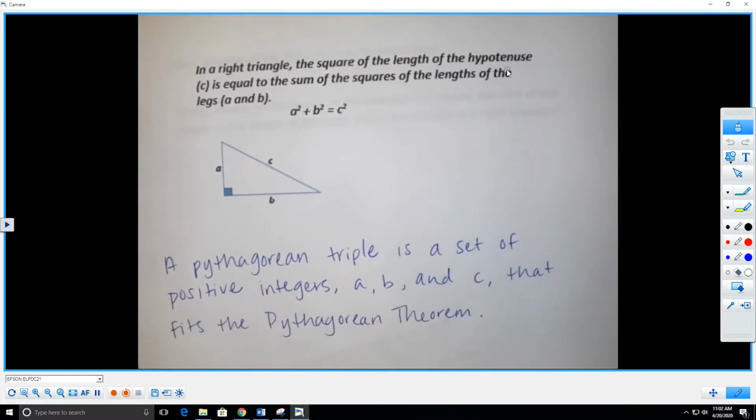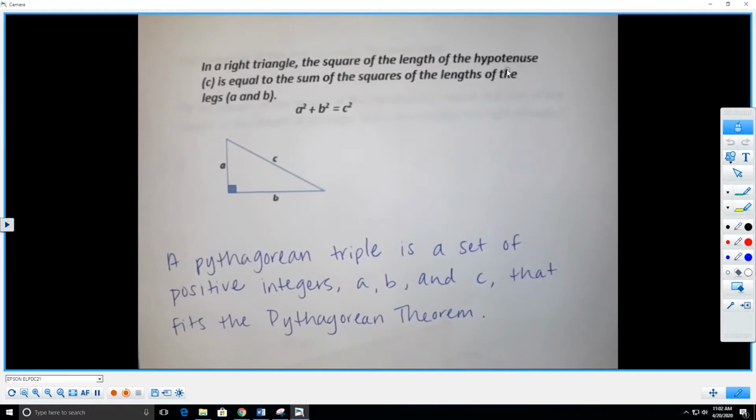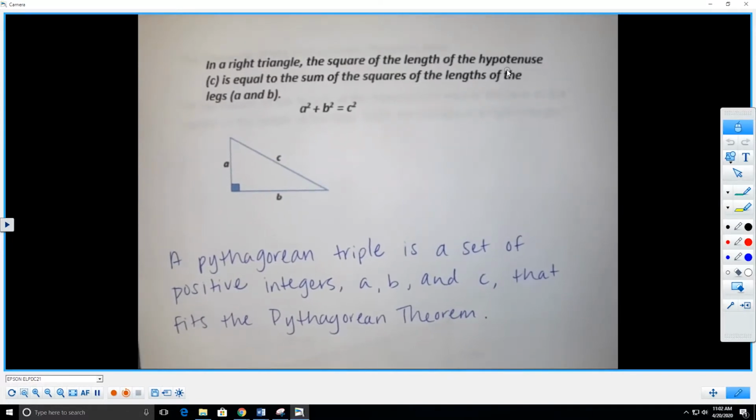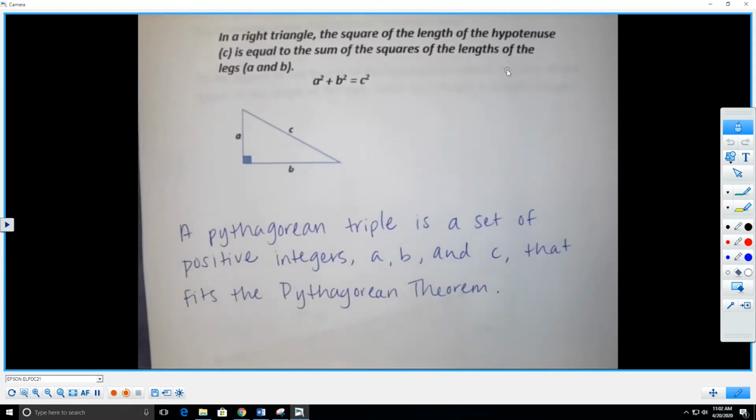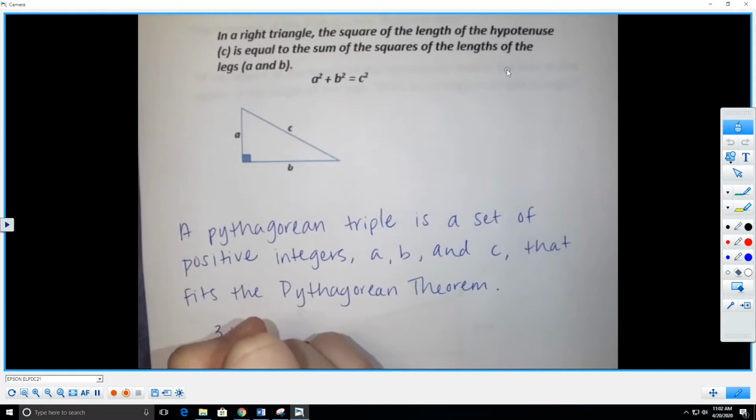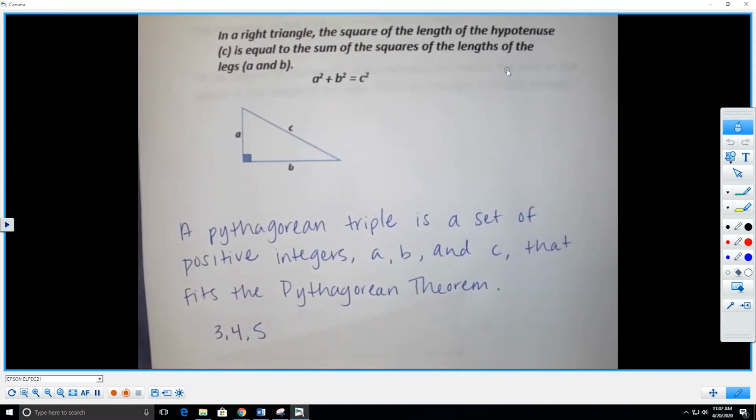This means that there are some combinations of measures that are integers and also form a right triangle. Other triangles might have integer side lengths, but that doesn't mean that the triangle is a right triangle. Let's make a list. You write some of these down with me. The most commonly used Pythagorean triple is 3, 4, 5. So let's check that out to see if these values fit.